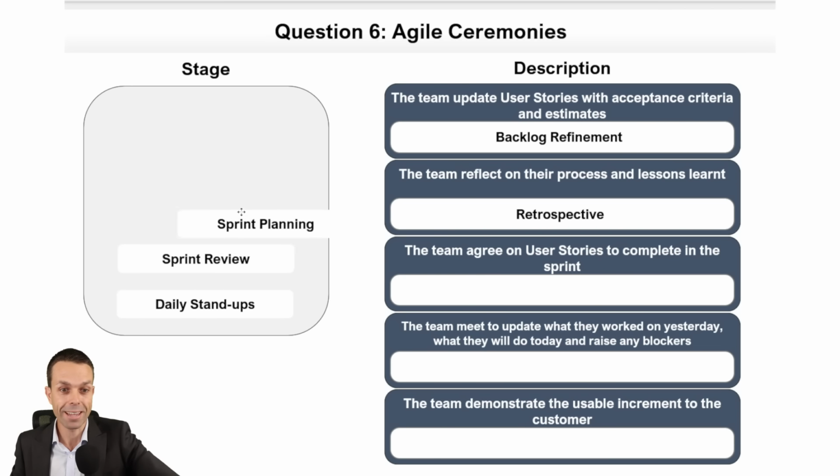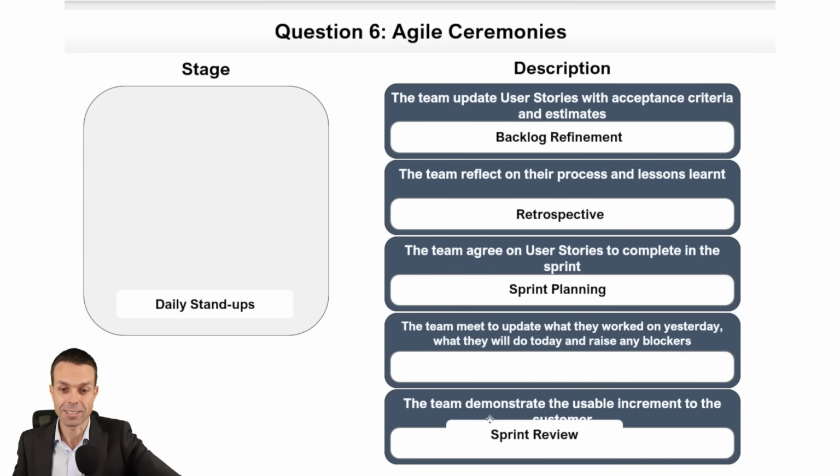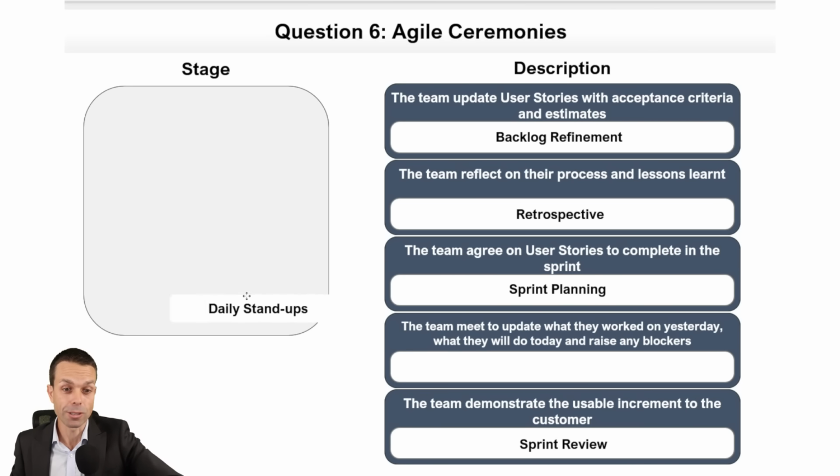The team agree on user stories to complete in the sprint. That's our sprint planning. And I hope you are beating me to these as we're going along. I think you can do it. The last two, the team demonstrate that usable increment. That's nice and easy. That's our sprint review. That means the team updating on what they worked yesterday, what they will do today, and raising any blockers. That's going to be our daily stand-up.